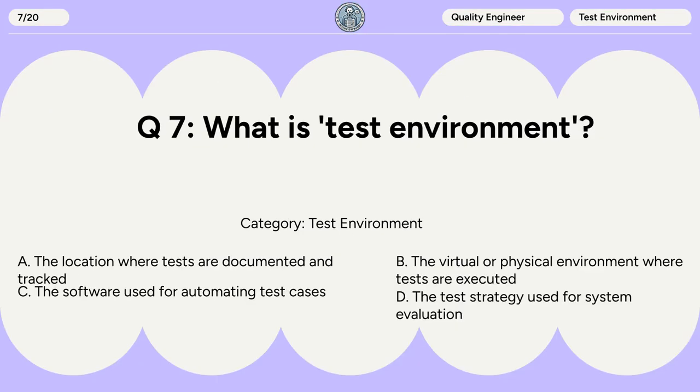Question 7. What is test environment? A. The location where tests are documented and tracked. B. The virtual or physical environment where tests are executed. C. The software used for automating test cases. D. The test strategy used for system evaluation.